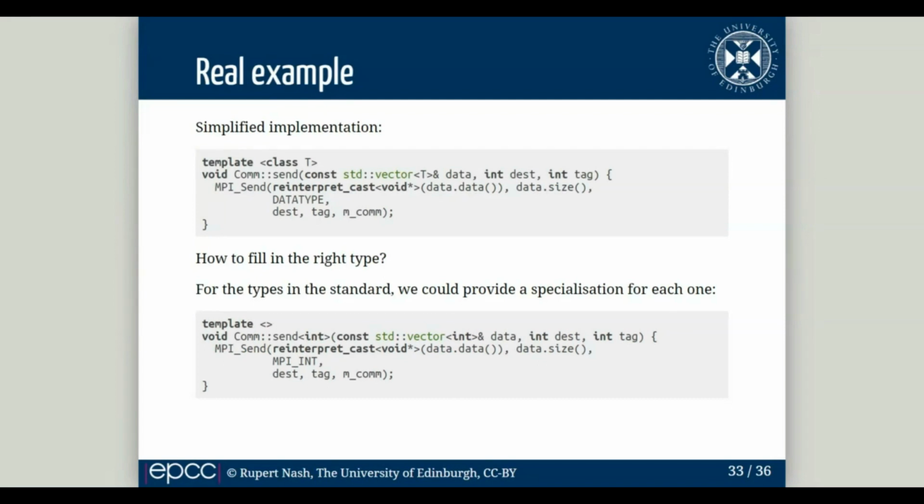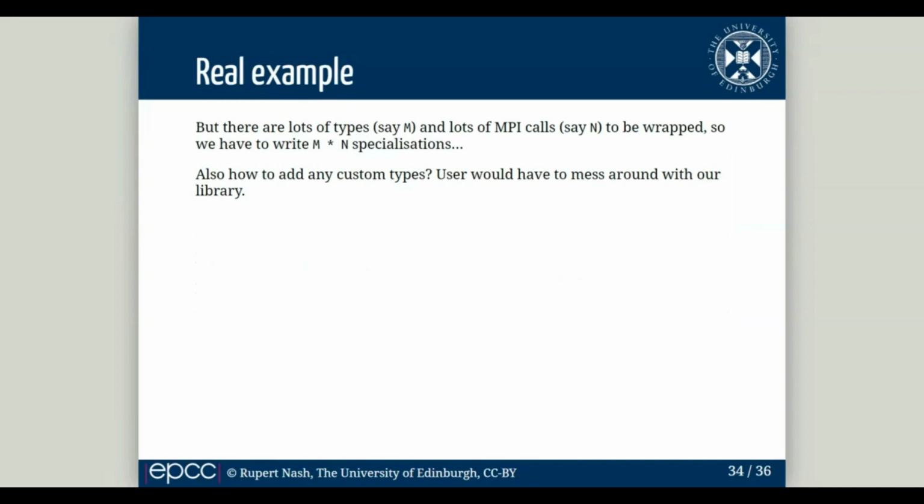And you can maybe see where this might become quite complicated. If we've got lots of types, say m different types, and many MPI calls, n of them, to be wrapped, we need to have an m by n number of specializations of this particular class, these particular functions in this class, and that's quite overbearing. And how would you include custom types?